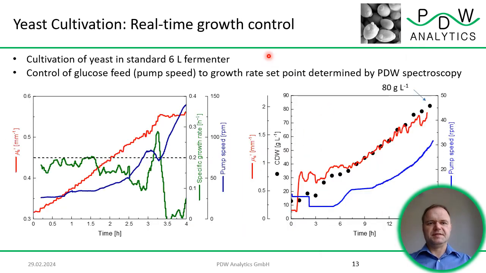Another example is yeast cultivation. Here, real-time growth control has been implemented based on PDW spectroscopy that was done in a normal standard 6-liter fermenter. Here, the actual glucose feed, the pump speed of the glucose feed, was controlled by PDW spectroscopy.